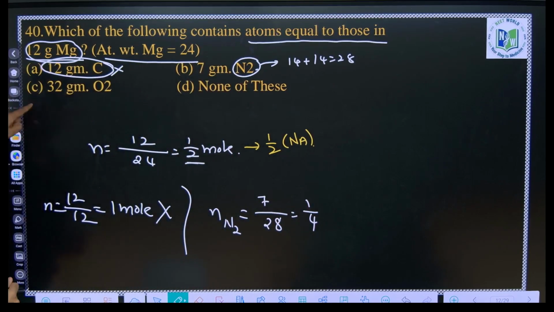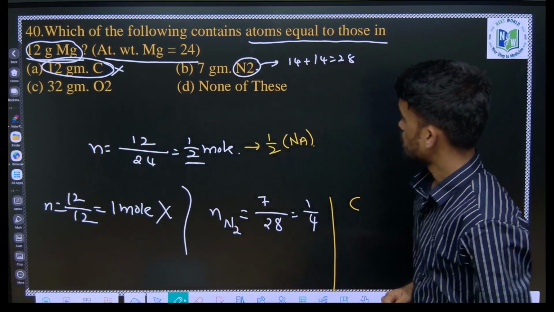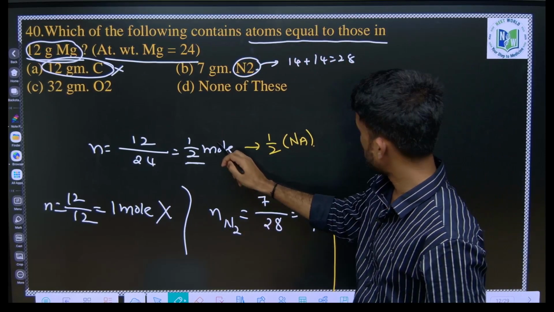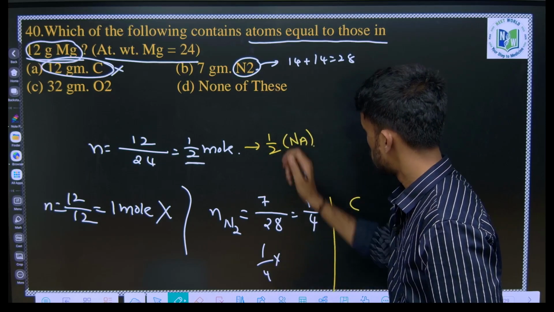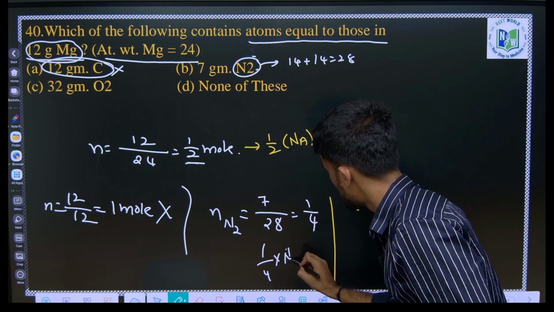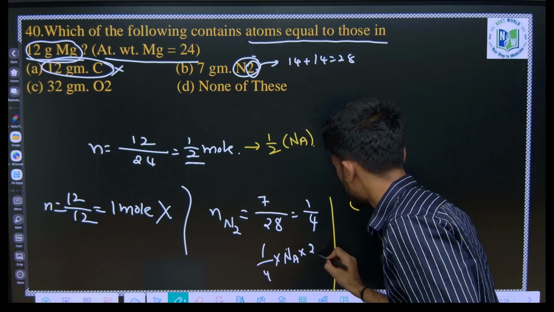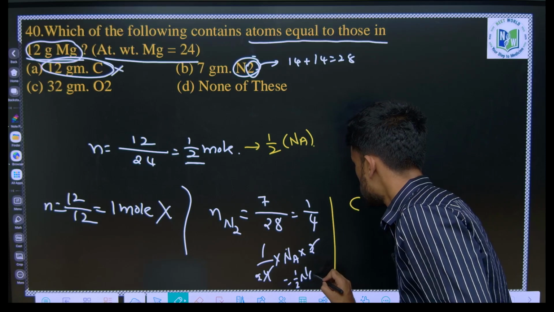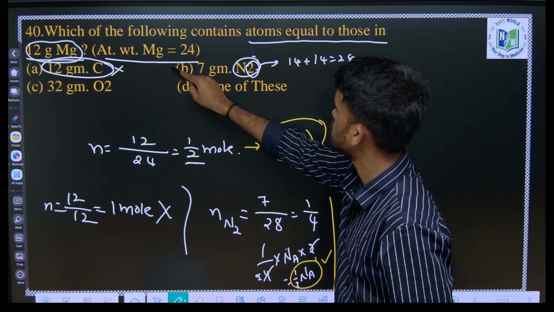So similarly, if we consider option C, see what they are asking: atoms equal to those in. So here it contains half of this, so here half, 1 by 4 into. So in 1 mole it is like Na number. And what is the atomicity here? They have mentioned 2, so multiply with 2. So 1 by 4 into 2, we are getting half Na. So I hope both answers are same. So it means option 2 may be correct.